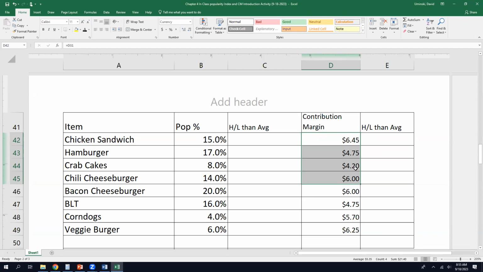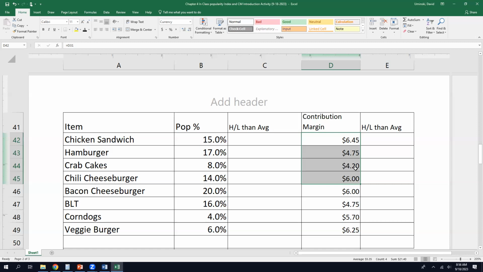We first have to figure out what our popularity percentages are. We have to figure out what our contribution margins are. Now, if you think about that box that you drew on your notes on number 7, there were two categories, high and low. Well, how do we know if this number represents high or low? We have to do one more step in order to determine whether it's high or low. When we're talking about high or low, we're talking about higher or lower than the average.